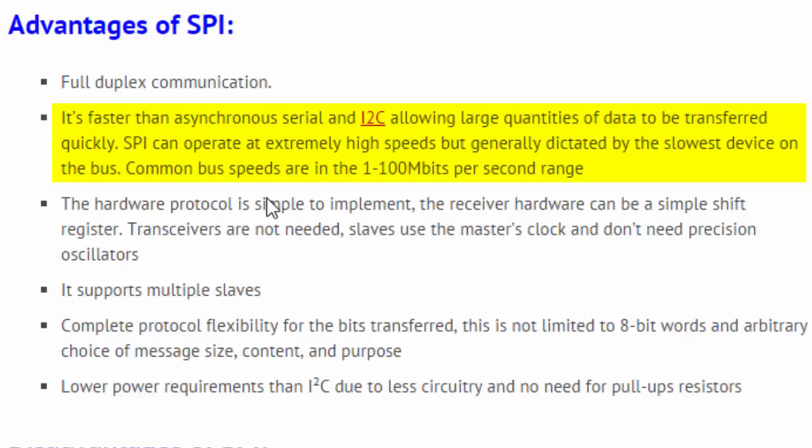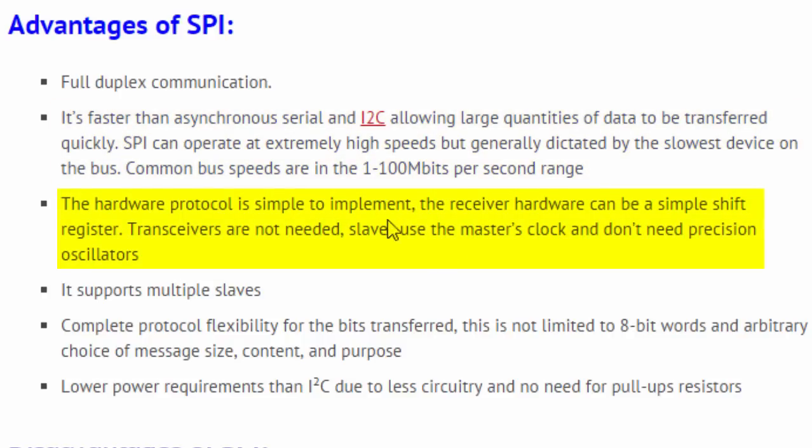SPI can operate at extremely high speed, but this is generally dictated by the slowest device on the bus. The common bus speeds are in the 1 to 100 megabits per second range. The other advantage of using SPI is that the hardware protocol is simple to implement. The receiver hardware can be a simple shift register. Transceivers are not needed. Slaves use the master clock, so they don't need to have a precision oscillator themselves.